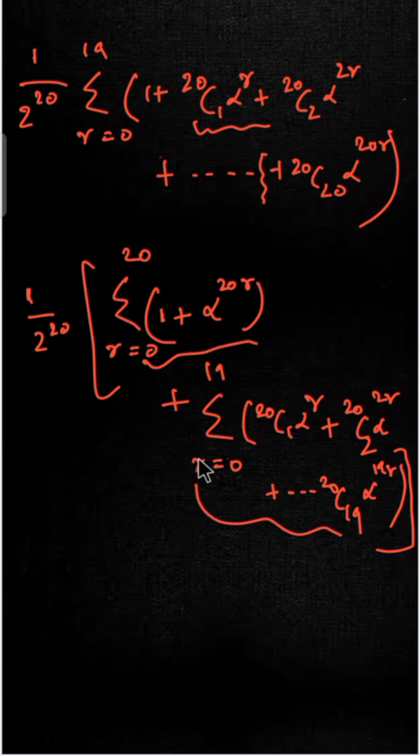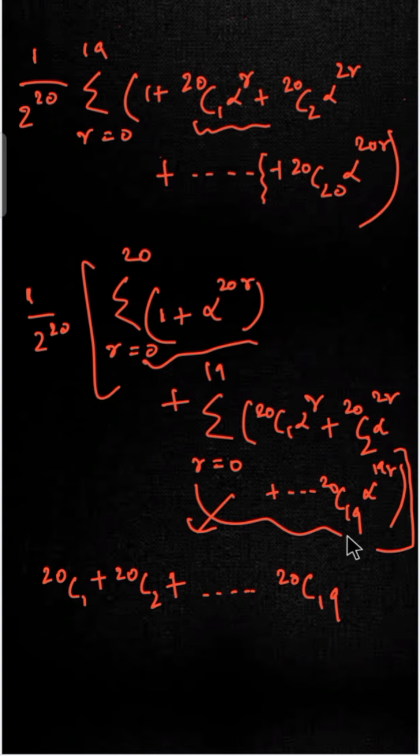And why did I write it in that way? Let us expand this. Just put r equal to 0 once. When we put r equal to 0, we get 20c1 into alpha power 0, which we can write as 1. So 20c1 plus 20c2 alpha power 0 times 2, plus and so on, 20c19 alpha power 19, and again it's 0.